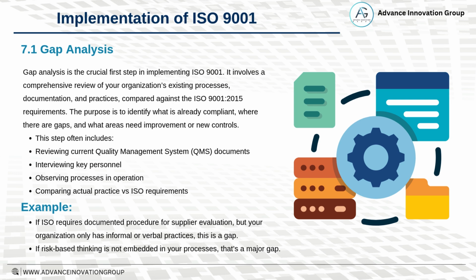This process usually includes reviewing existing QMS documents, interviewing key staff, observing actual processes, and comparing these with the ISO requirements. For example, if ISO requires a documented procedure for supplier evaluation, but your organization only uses informal or verbal methods, that's a clear gap. Similarly, if risk-based thinking is missing from your processes, that's a major gap to address.